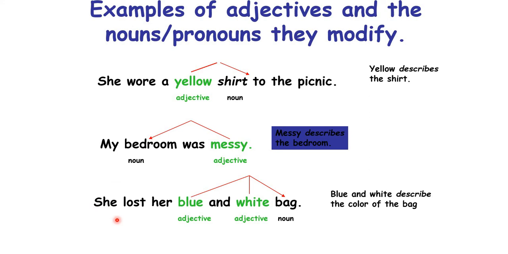The last example, she lost her blue and white bag. Here we have two adjectives in this sentence. Can you tell me about them? Yes, blue. Colors can be adjectives. And white. So blue and white are adjectives, and they describe the bag. Blue and white describe the color of the bag.